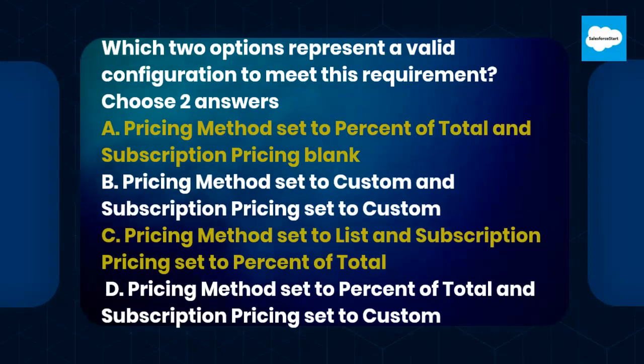The answer is option A. Pricing method set to % of total and subscription pricing blank. C. Pricing method set to list and subscription pricing set to % of total.